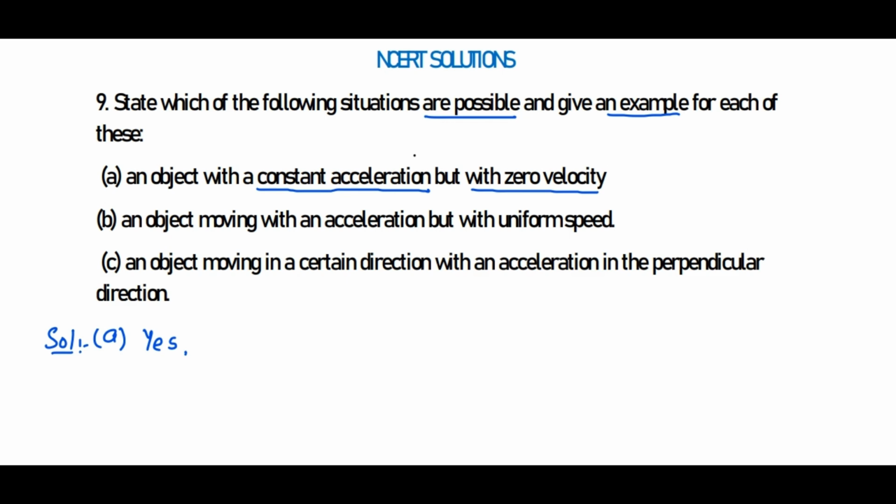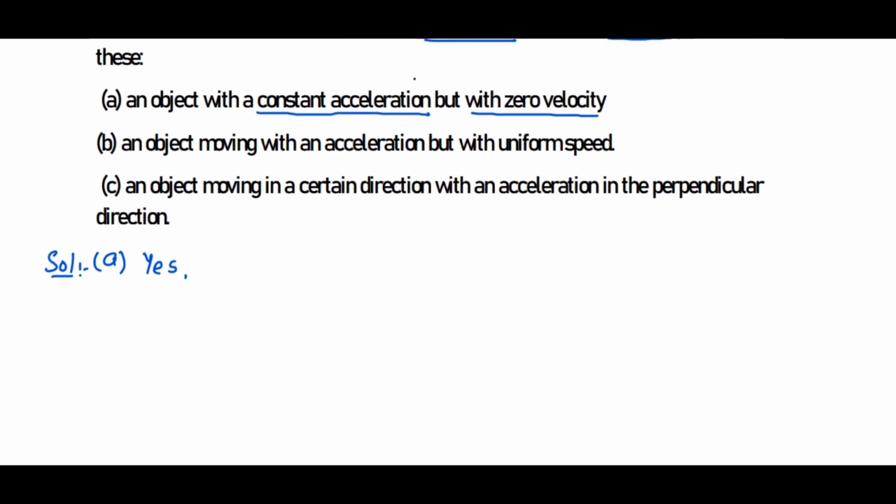So what is the example? Suppose we are throwing a body vertically upwards, it travels with decreasing velocity. At maximum height, the magnitude of velocity is 0, but the acceleration will be downwards. That acceleration is equal to acceleration due to gravity.